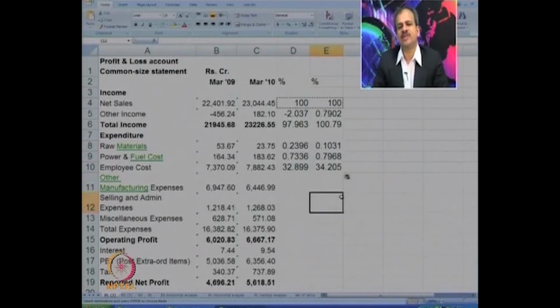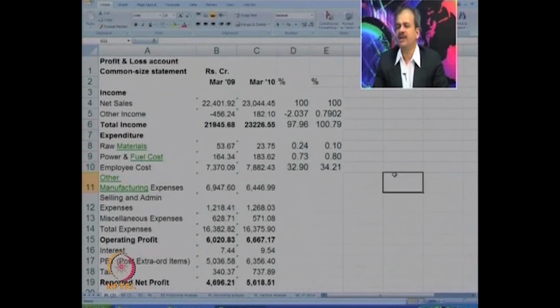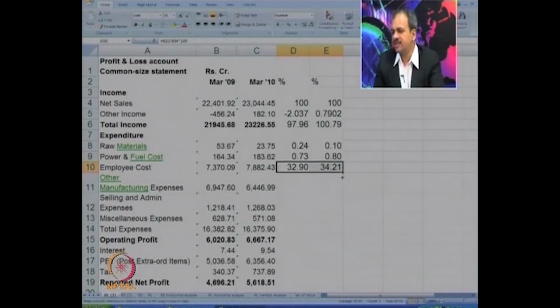Okay. So what do you observe now? If we try to do it in this fashion, you will realize that for each item, we are trying to calculate how important it is as a percentage to total sales. So employee cost is a significant cost. It is 32%. It has further increased to 34%. Whereas items like raw material and power hardly matter. They are negligible as a percentage to the total.